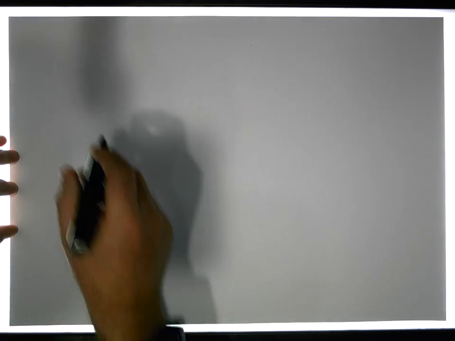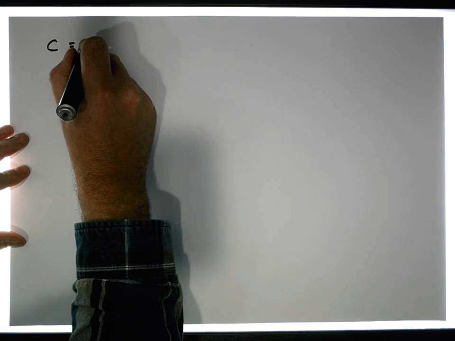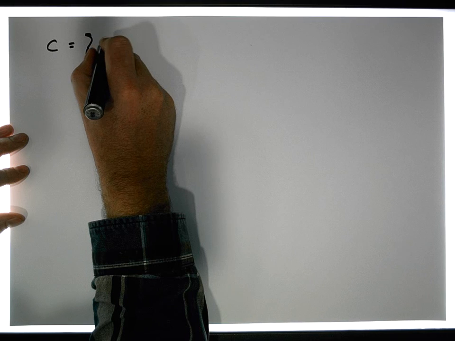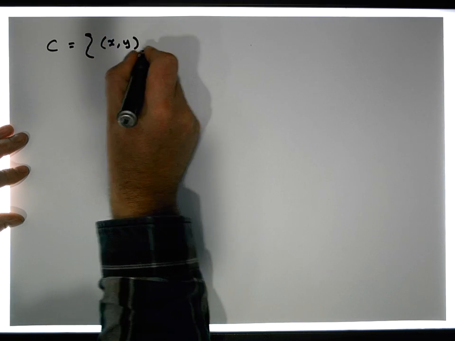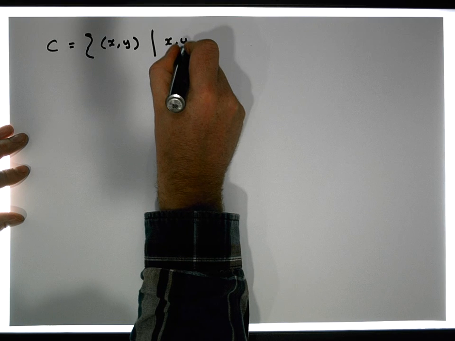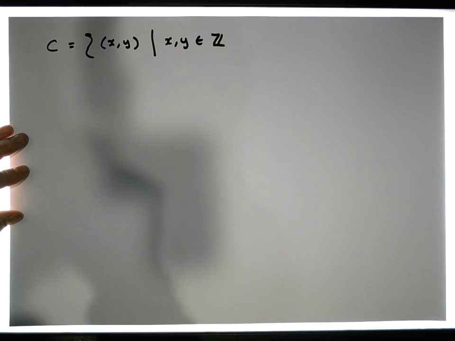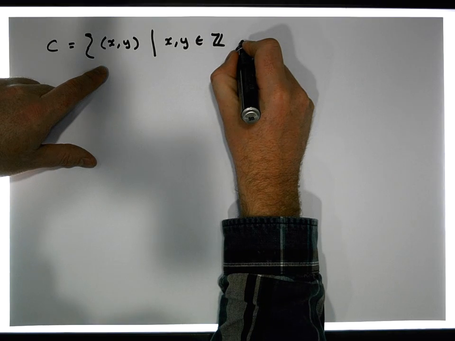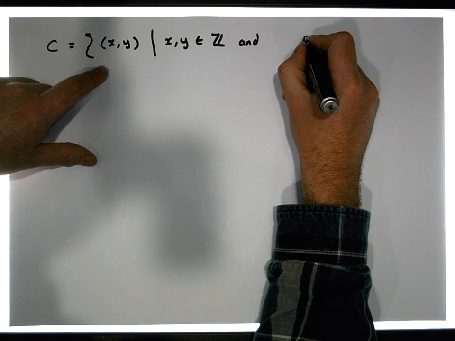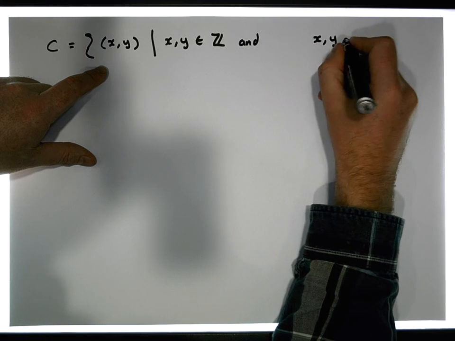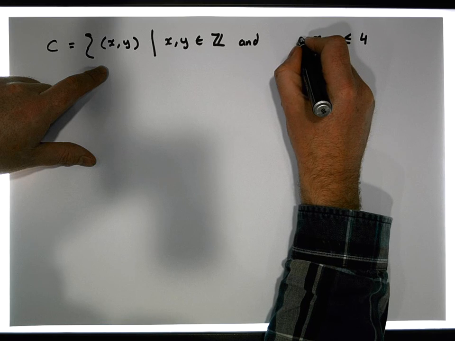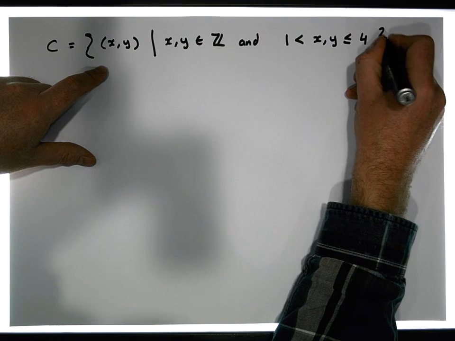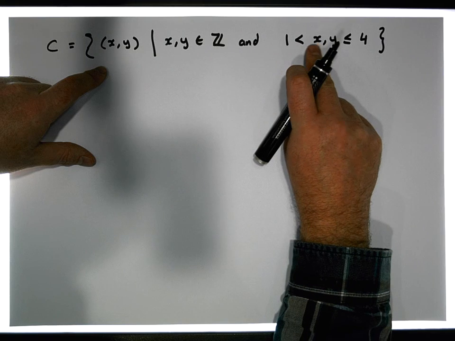Let's continue and see, can we get any other, let's say, unusual sets? Let's say that we have something like this. Let's say C is the set of ordered pairs. So let's say it's a set of x's and y's such that x and y are elements of the integers. And we also have that x and y, both of them here, are less than or equal to 4 and are bigger than 1. I'm just doing this notation here to mean that both of these have to meet these two conditions.